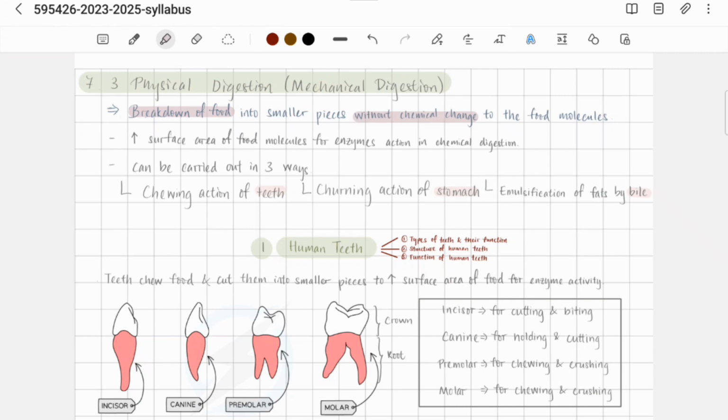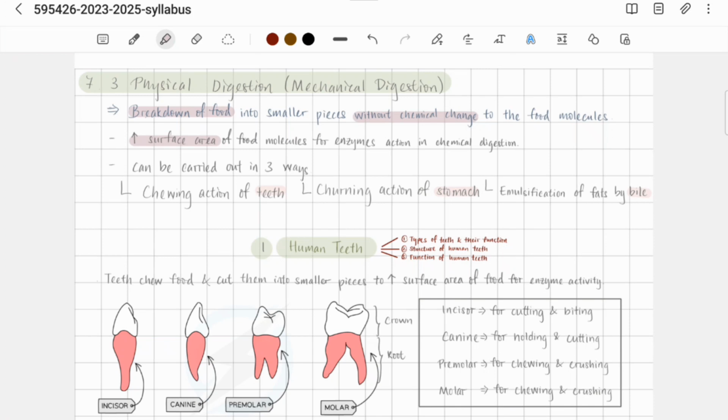How does physical digestion or mechanical digestion work? They increase the surface area of food for enzyme action in the chemical digestion. So we will start with physical. After ingestion, which means we take in the food, they will start with mechanical digestion or physical digestion, to increase the surface area of food. And then after that, they will move on to chemical digestion, which is they use enzymes to break down the food molecules into smaller ones, and then they absorb it.